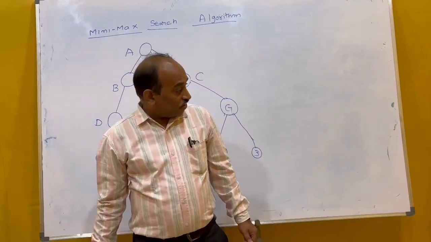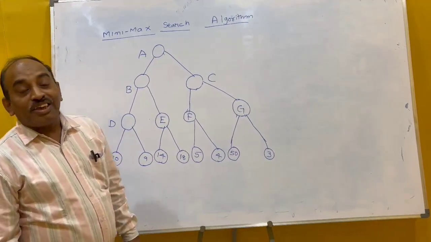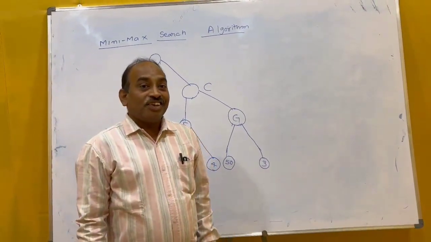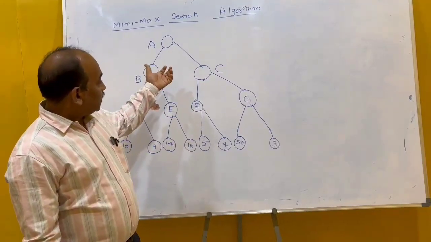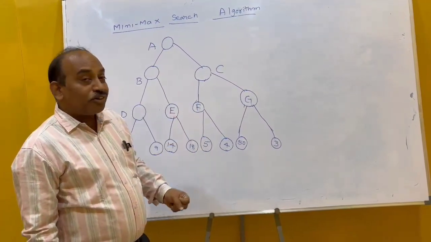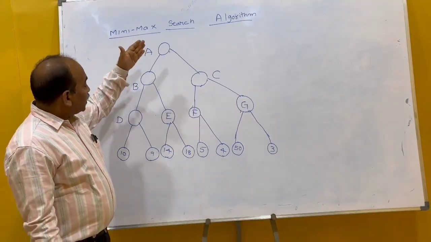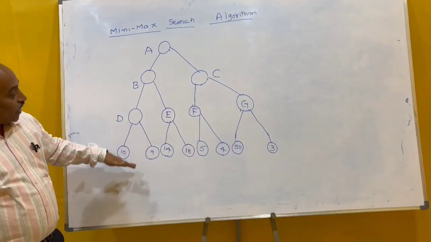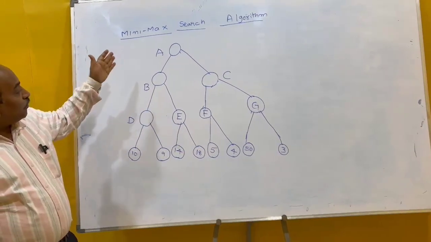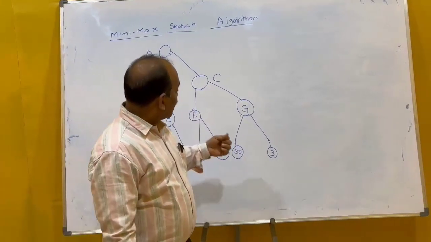Today we will discuss the Minimax search algorithm in artificial intelligence. Here there is one graph given. In this graph, we have to find the path between a root node and the given child node. Here A, B, C, D, E, F, G are the nodes given.